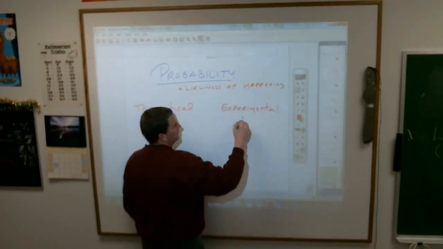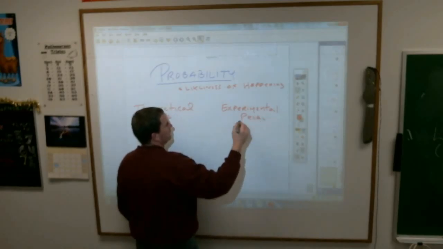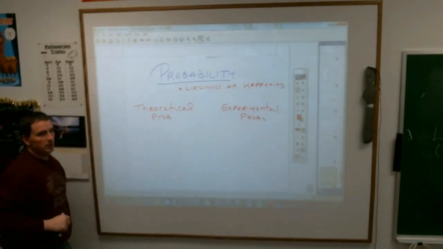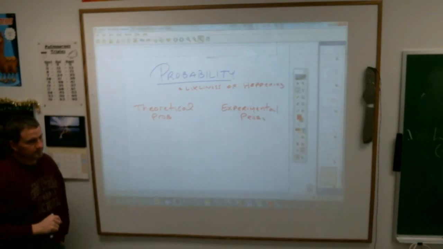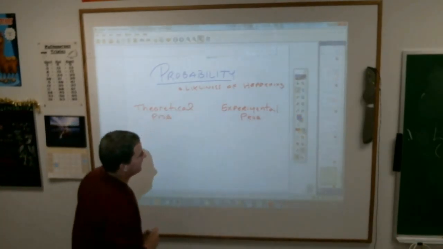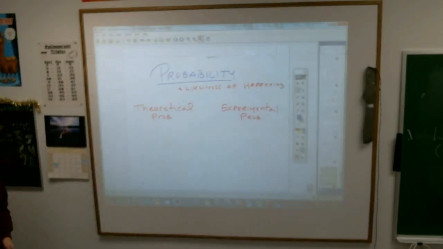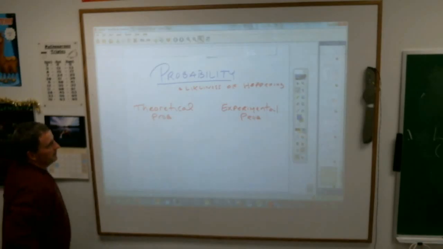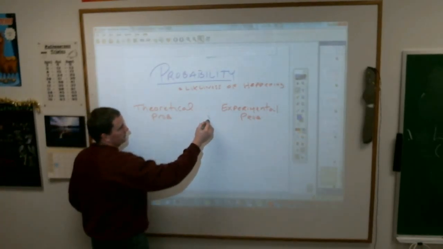Experimental probability. Which one sounds more exciting to you, Alexa Lutz? That's a toughie. Theoretical or experimental? Maybe we should define first. Okay. What is the difference between these two?